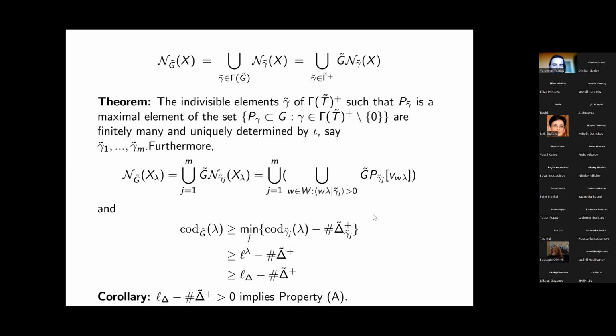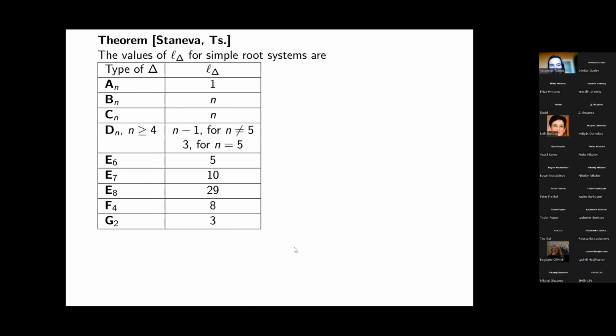I didn't have time to give all the details, but maybe I'll talk some about those things, though in a slightly different context, on Tuesday. But the important thing is these are combinatorial and independent of iota. And we have computed them for simple groups. And they are the following.